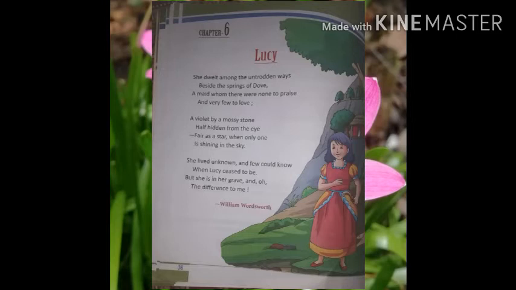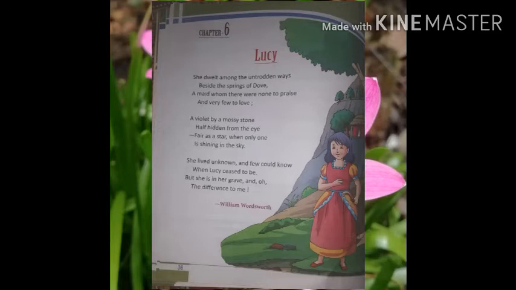Today we are going to start our new chapter, chapter 6, that is Lucy, a poem written by William Wordsworth. It's a very lovely, nice poem, but a little bit sorrowful. This poem has 3 stanzas. In the first one, it is described about Lucy's home, where she lived and all that. In the second stanza, about Lucy's looks, and in the third stanza, about Lucy's death. Okay, so come on, let us try to understand this poem.